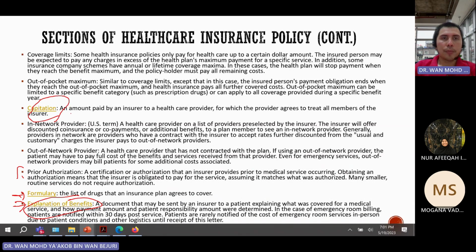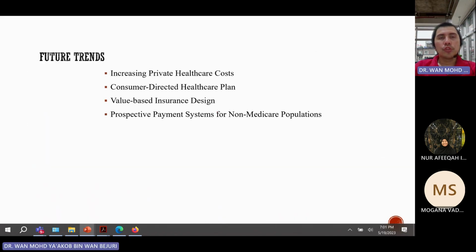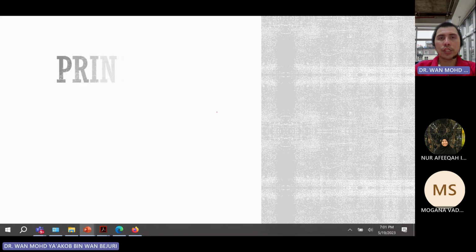So there are many. Capitation is basically an amount paid by the insurance to the healthcare provider. Let's say you lose a body part. Future trends: it can increase private healthcare costs. Then there is the consumer directed healthcare plan, a value-based insurance design, and also a proactive payment system for the non-Medicare population.